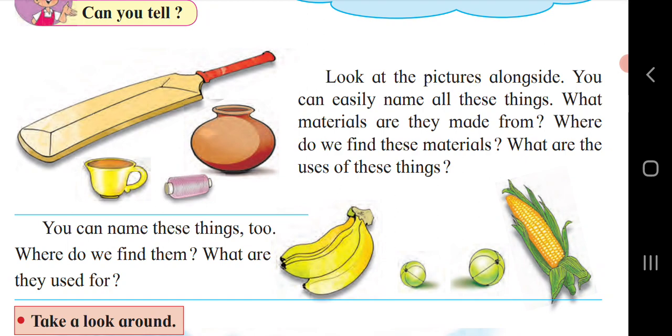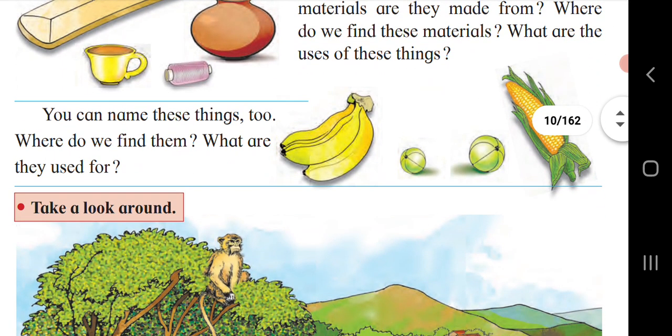The another thing they have shown here, that is pot. Pot is made up of soil. Soil is a natural product. So we get soil from nature. We make use of pot for storing water or any other material like pulses or any other content. Let's see the next one.